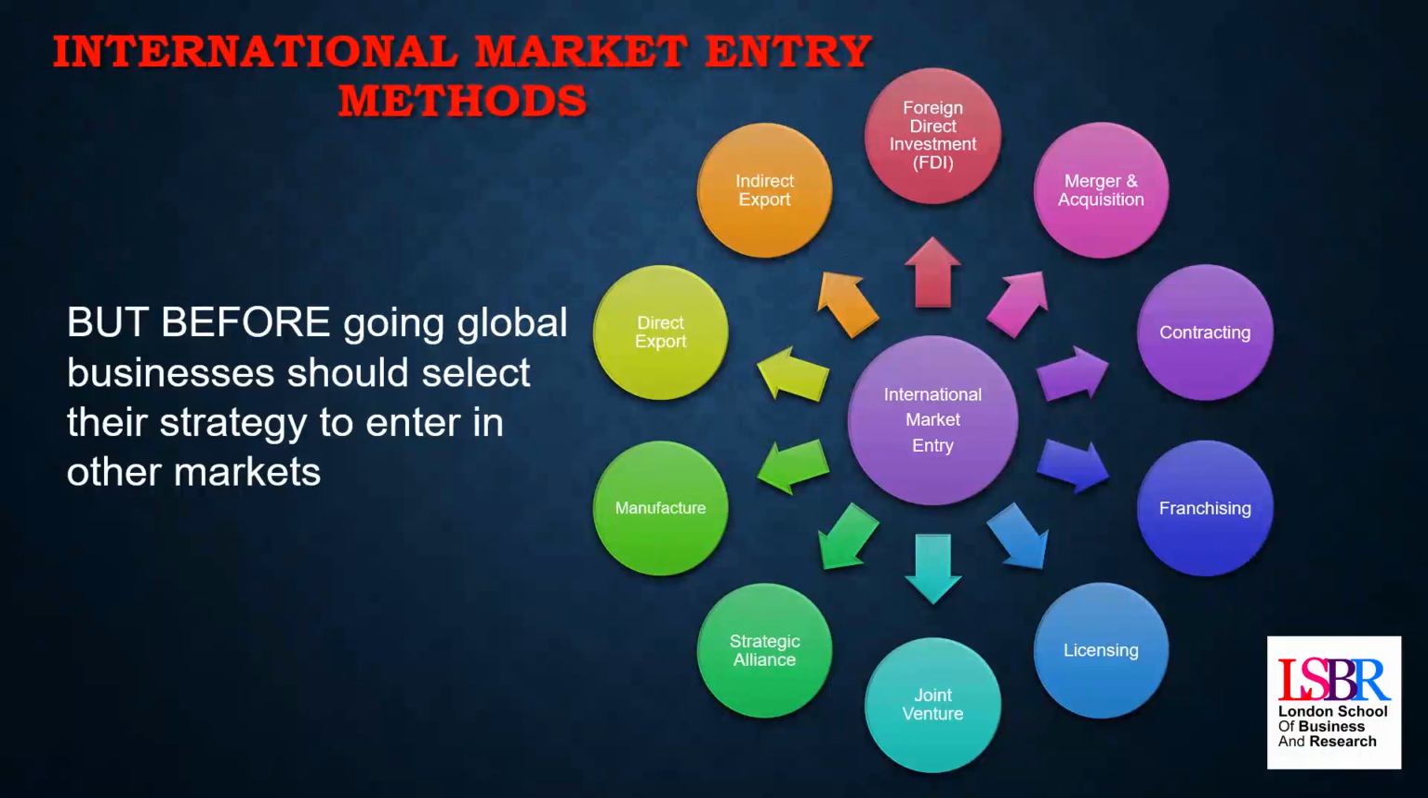You could decide to manufacture, so you can set up your own warehouse, you can set up your own manufacturing facility in that country. You could directly export. That means you don't do anything in that country other than sell products to that country directly.